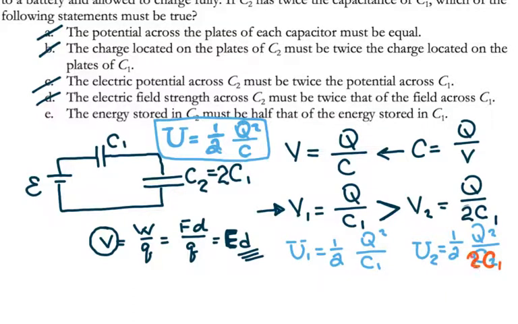So that shows us that the potential energy on the first capacitor is twice as much as the potential energy on the second capacitor, or the second capacitor has half of the energy of the first one. So this is where E is the correct answer.